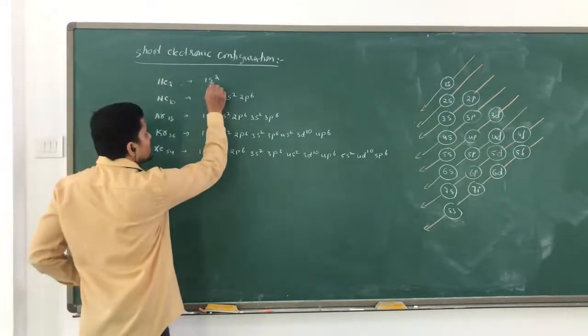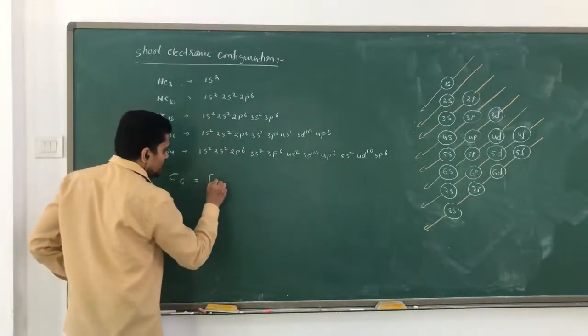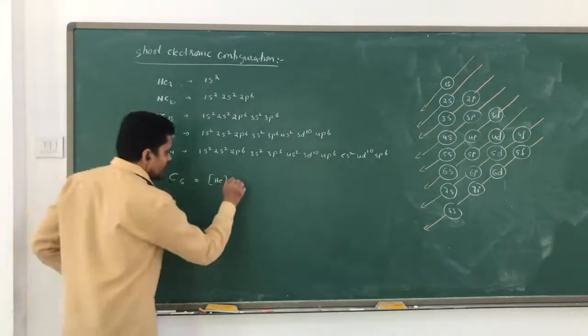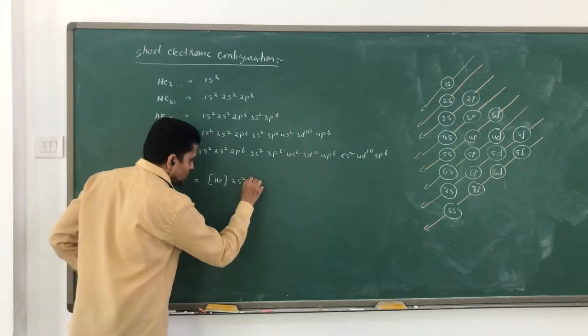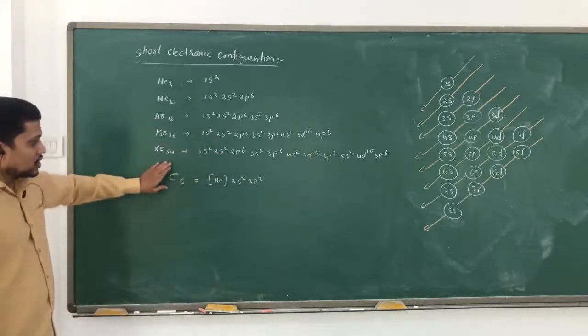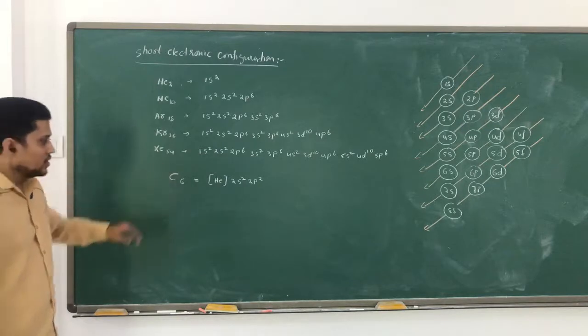Instead of writing 1s2, we write only helium, and the remaining we write as the electronic configuration: 2s2, 2p2. This is the short electronic configuration of carbon.